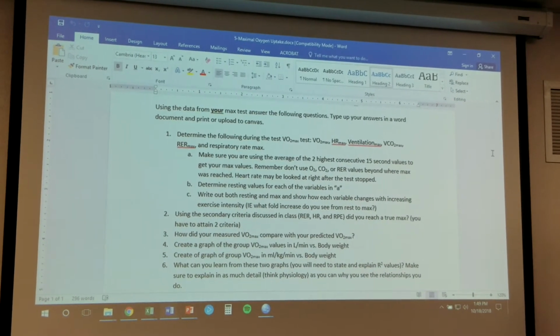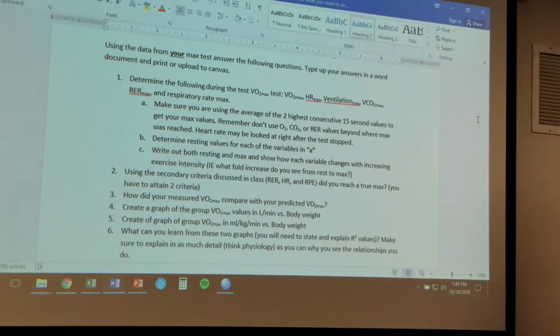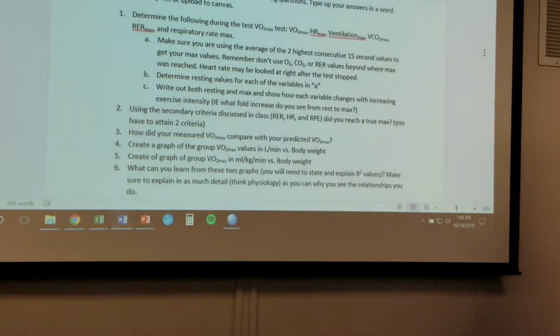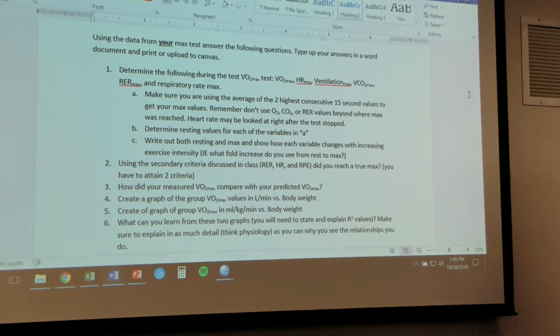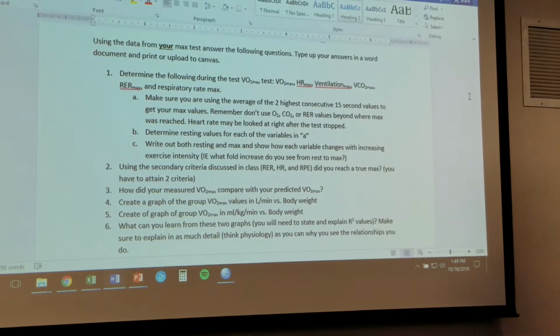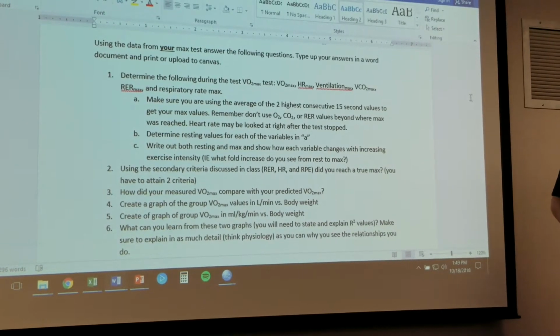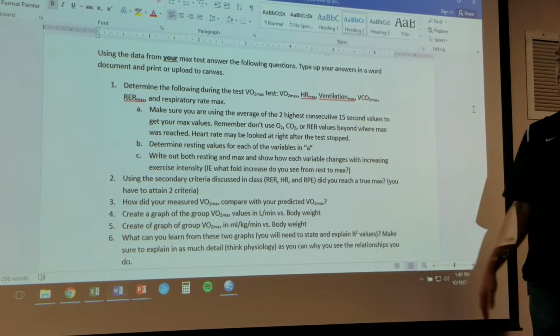Okay, so to find the fold increase in something, you're just going to take the maximal value divided by the resting value, right? And that'll give you a number. So if your VO2 went from 3.5 at rest up to 35, you just take 35 divided by 3.5. That's 10. That's a 10-fold increase. So that's all it is. Okay, so you're going to do that for each of these variables.